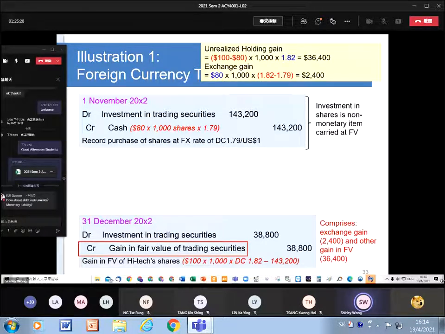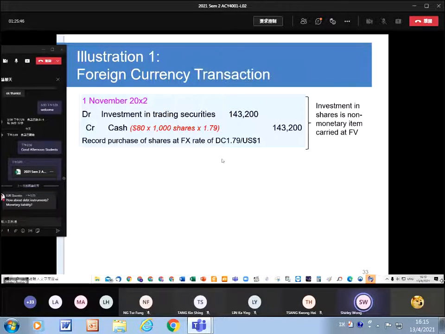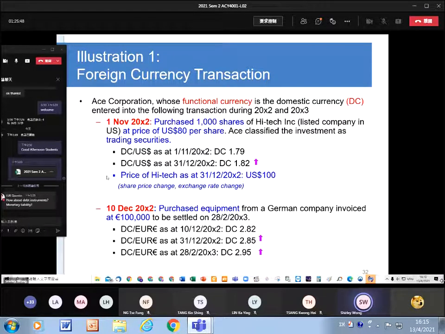So we have gone through the transaction about the investment in shares, and it is a non-monetary item carried at fair value. You need to do it once at the transaction day, and then you need to retranslate it again on the year-end day. Okay, next transaction, let's go back to the previous slide. On 10th of December 2002, you purchase an equipment from a German company.